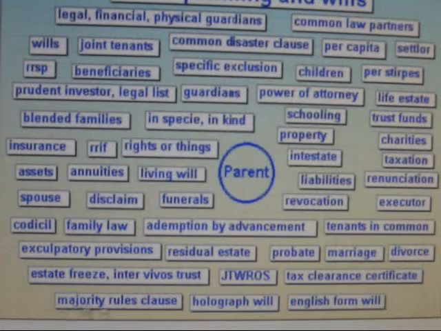Now there's a term down here, majority rules clause. The reason this was invoked is if you have two kids and they've been kind of co-executors, then the problem is if they don't agree, nothing ever gets done. Or if you have three, then what you could do is say, let's have a majority rules clause. If two of three agree, then we'll go ahead and do what we're going to do.